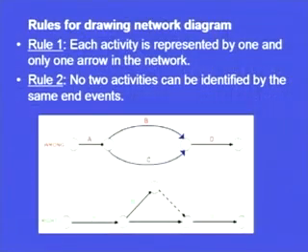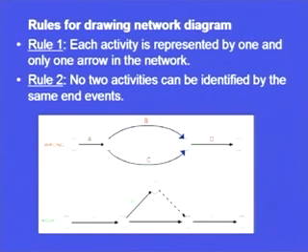Now we are going to discuss the rules for drawing the network diagram. There are certain rules that have to be borne in mind when we draw the network. You see rule number 1 on your screen: each activity is represented by one and only one arrow in the network. So, we cannot say that, if certain precedence relationships have to be satisfied, activity A can start from one node and also go to some other node. Each and every activity is represented by one and only one arrow in the network.